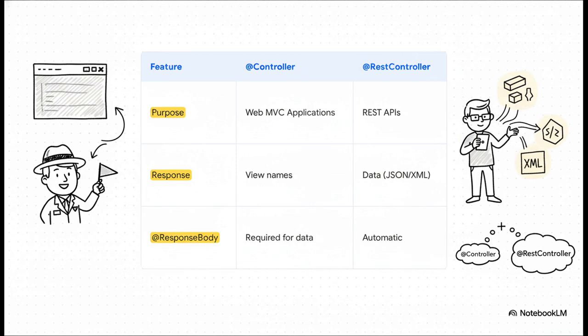Think of it like this. @Controller is kind of old school. It's for traditional web apps where you need to return a whole web page, an HTML view. It's like a tour guide showing you a finished painting. But @RestController, that's what we use for modern APIs. It doesn't care about views. It just gives you the raw data, usually JSON. It's basically a shortcut for @Controller and @ResponseBody combined, which is exactly what you want for a REST API.